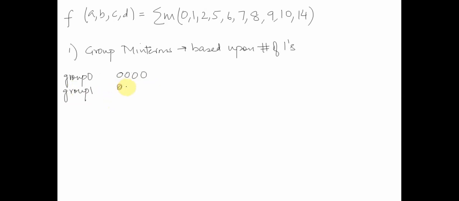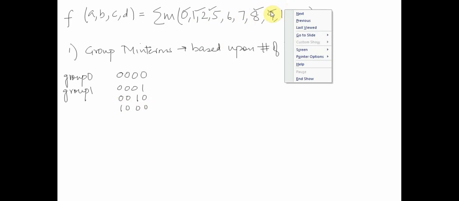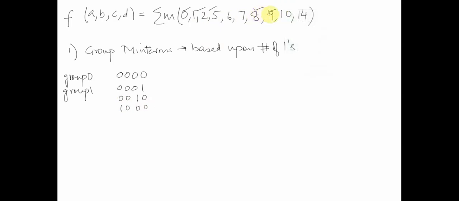So this will comprise of 0, 0, 0, 1. So 0 is done, 1 is done, 2 will also have only one 1, 5 will have 2 ones, 6 will have 2, 7 will have 3, 8 will have one 1, 9 will have 2, 10 will have 2, 14 will have 3.